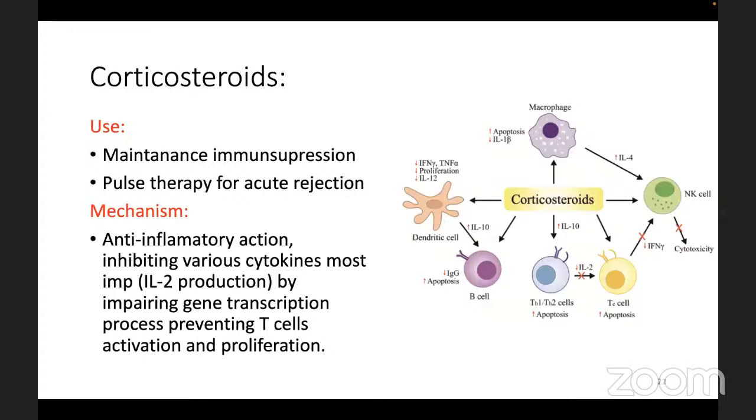Now, the last drug in the triple therapy, steroids, is used for maintenance of immune suppression, and it's used for pulse therapy for acute rejection.